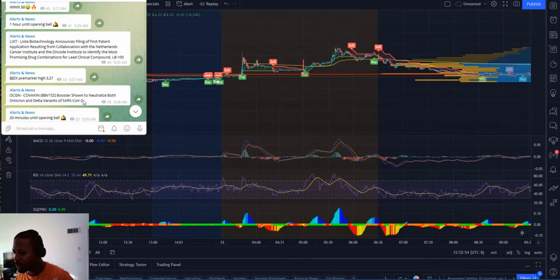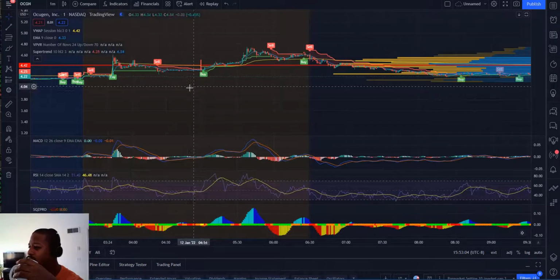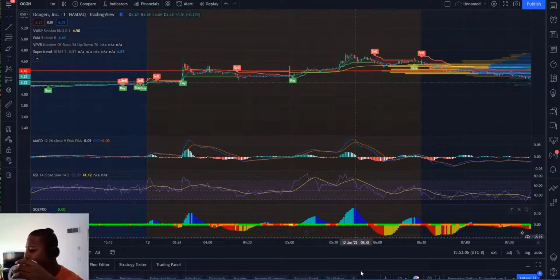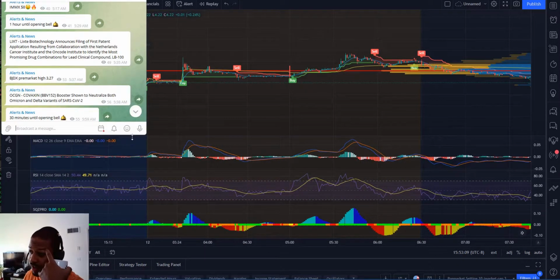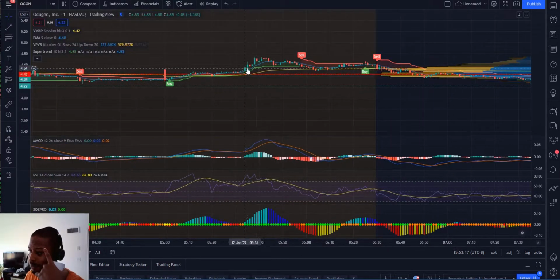OCGN had news about neutralizing the Omicron Delta variant. I didn't trade OCGN. I can't remember why. I think it wasn't enough price action for me. But when did this alert go off? 5:38. So right here is when it went off. It probably had decent volume at that point, but it wasn't much running.